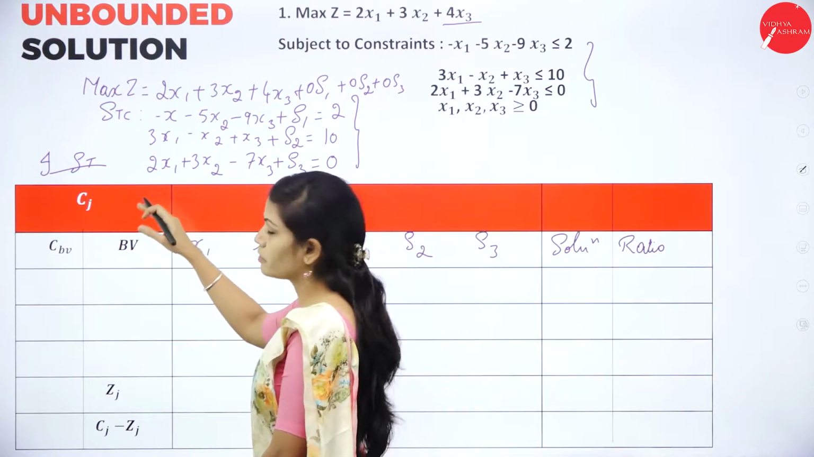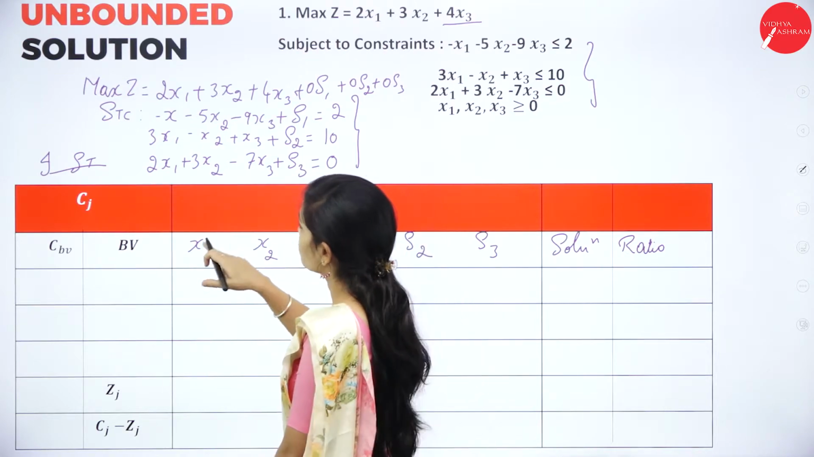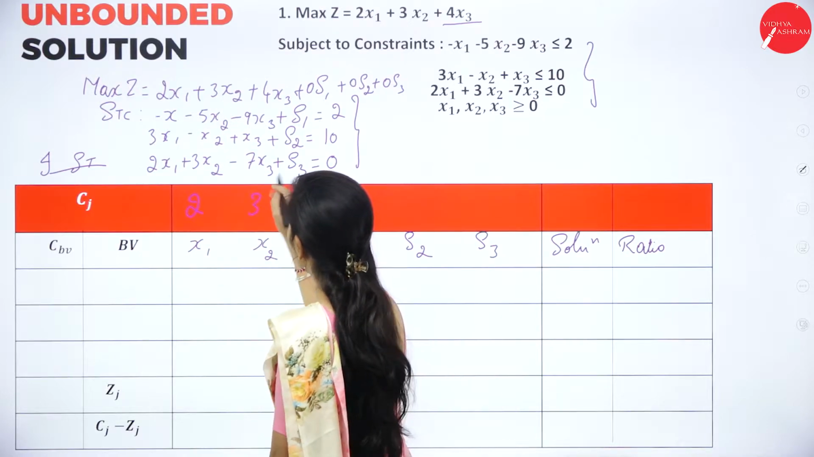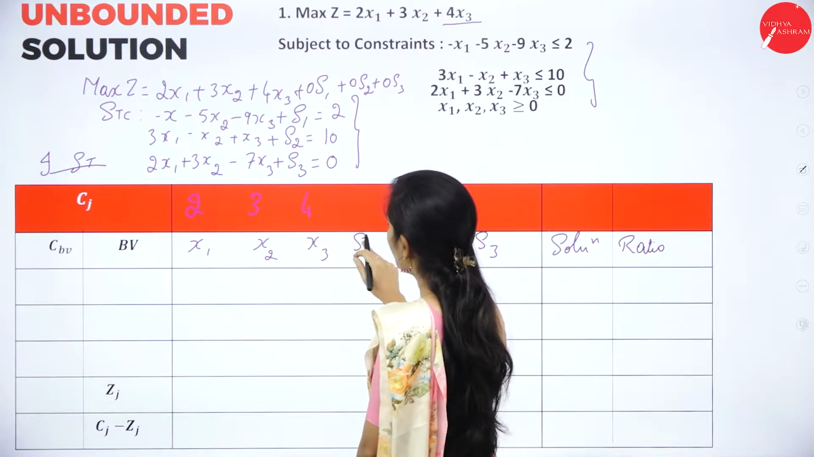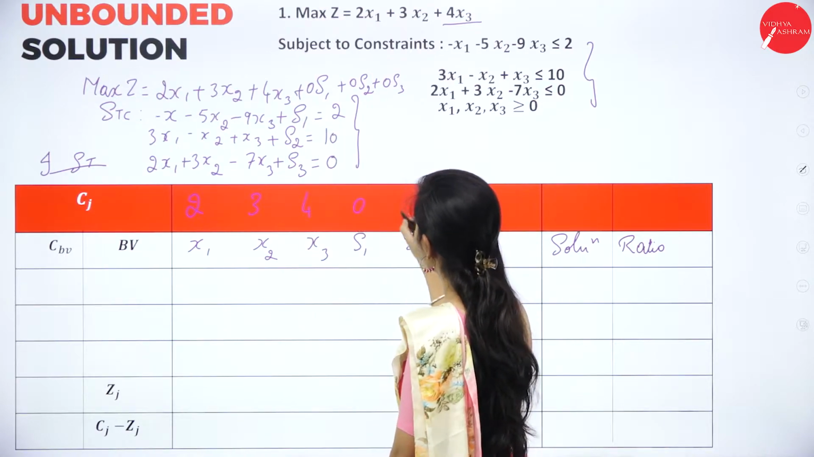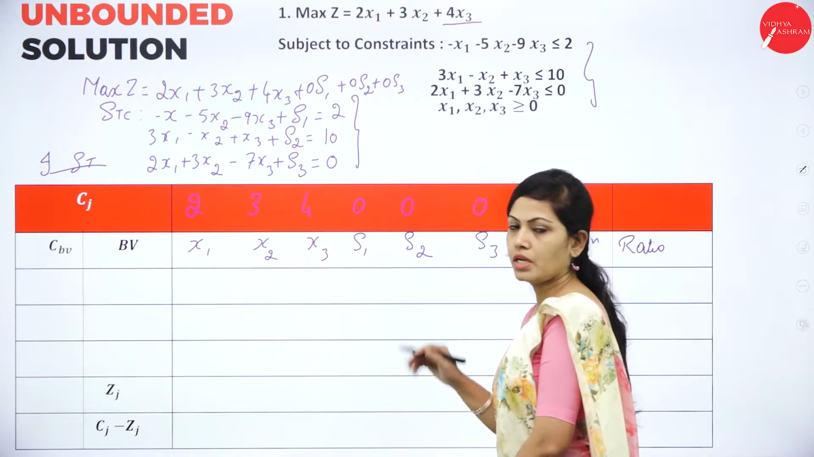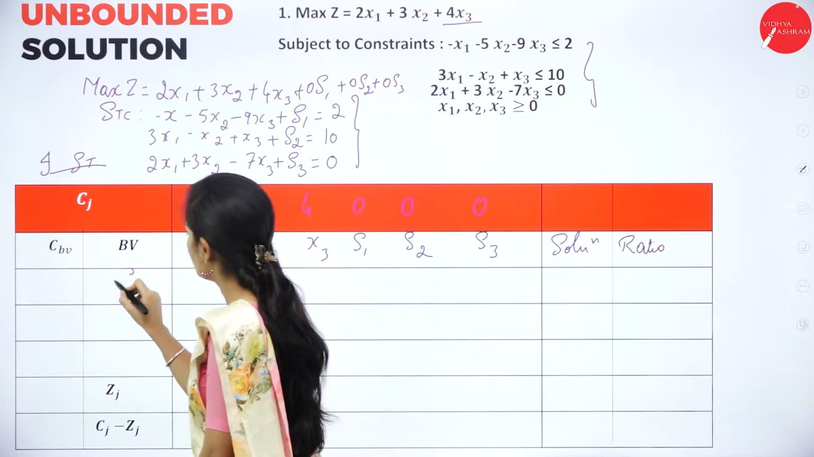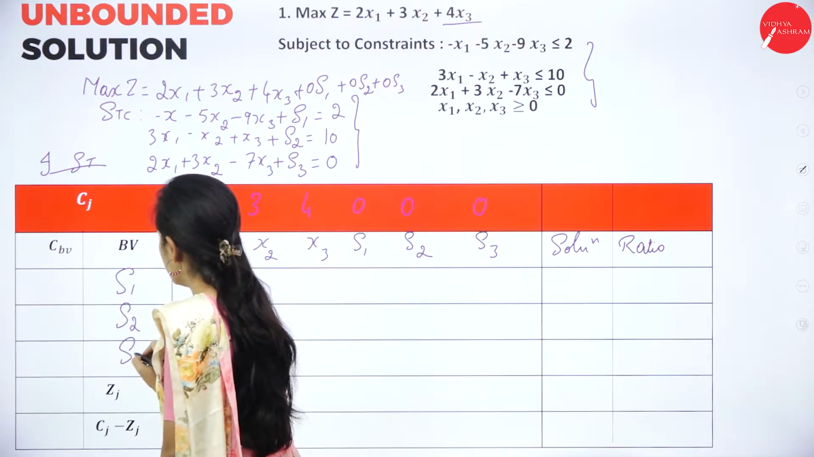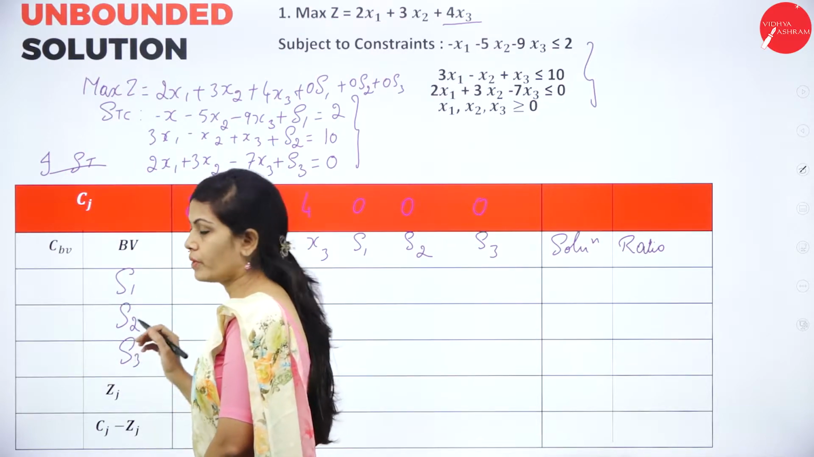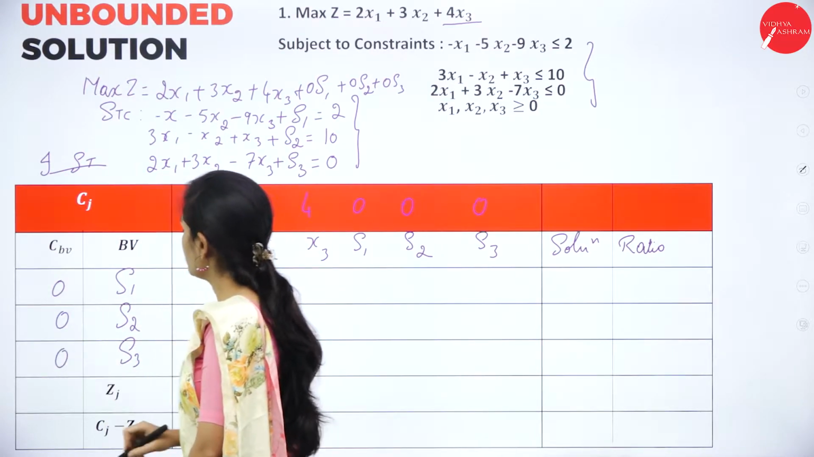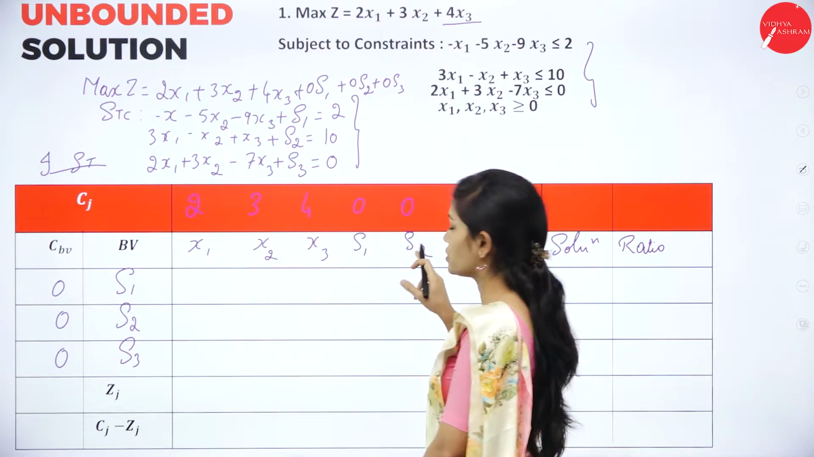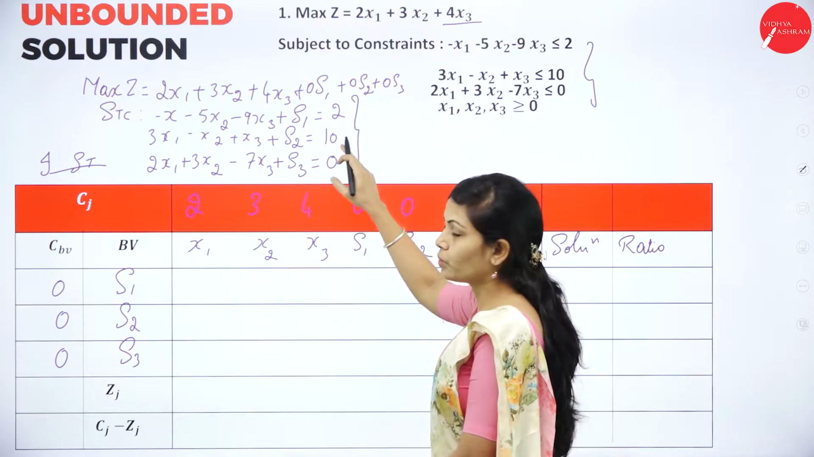So next you have to write the coefficients of the objective function. What is the coefficient of x1? We have 2. Coefficient of x2 is 3. Coefficient of x3 is 4. Coefficient of s1 is 0, s2 is 0, s3 is also 0. So this is the first step, and here I am taking the three slack variables s1, s2 and s3. And what is the coefficient of these slack variables? 0, 0 and 0. So in this position you have to write the coefficients of x1, x2, x3, s1, s2, s3 in equation number 1, equation number 2 and equation number 3.